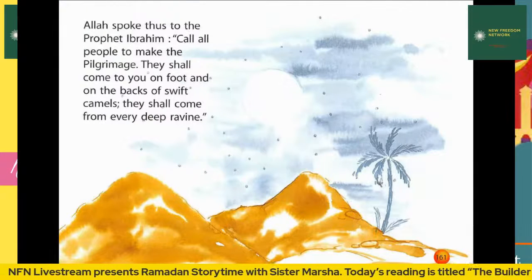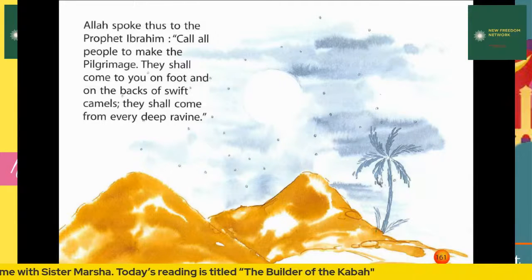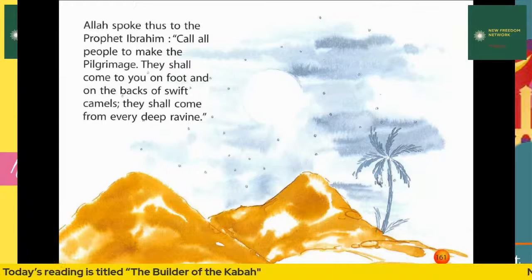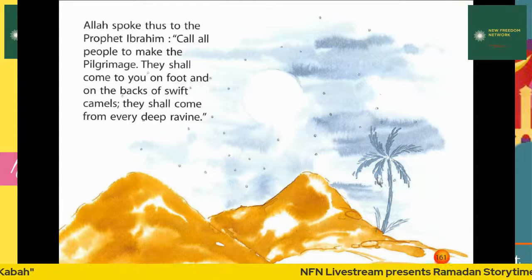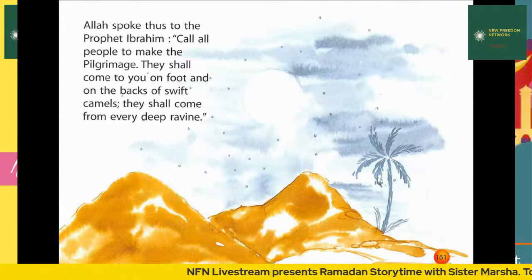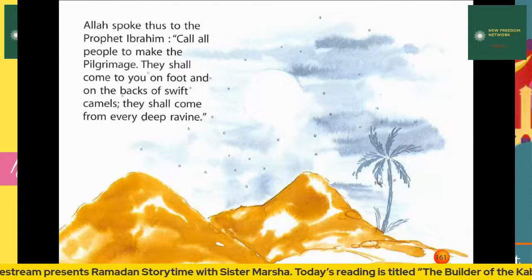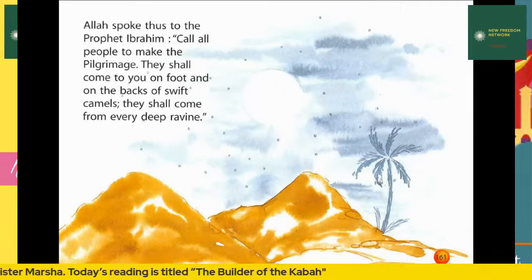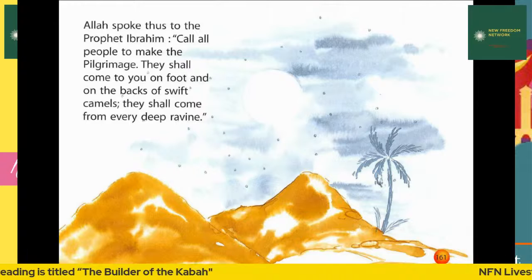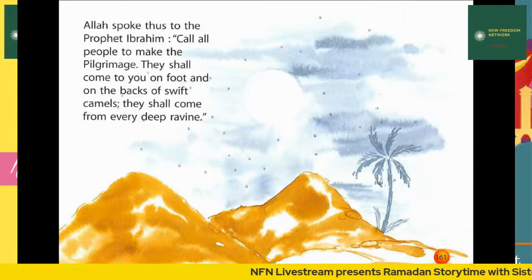Allah spoke thus to the Prophet Ibrahim: call all people to make the pilgrimage. They shall come to you on foot and on the backs of swift camels. They shall come from every deep ravine. And so I just previously said that traveling to the Kaaba is the Hajj, but we also use the word pilgrimage, right? So they're moving from one place to go to the house for the worship of Allah.